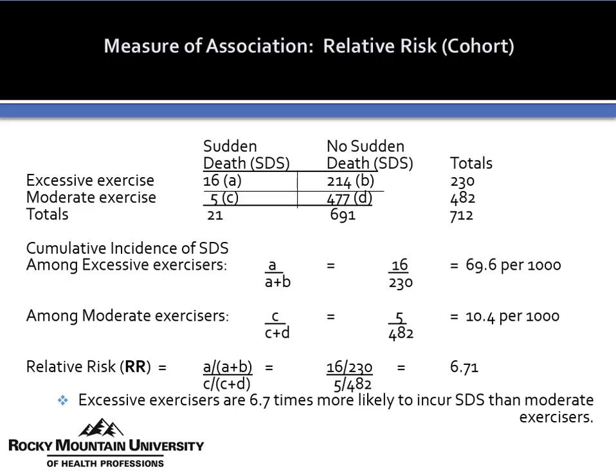Here's an example of doing the math by hand. As you see here, there are two types of people doing exercise: those who do excessive exercise and those who do moderate exercise. We might hypothesize that those who do excessive exercise are at greater risk for sudden death. And in this particular data set, they are almost 7 times more likely to incur sudden death than those who do moderate levels of exercise.